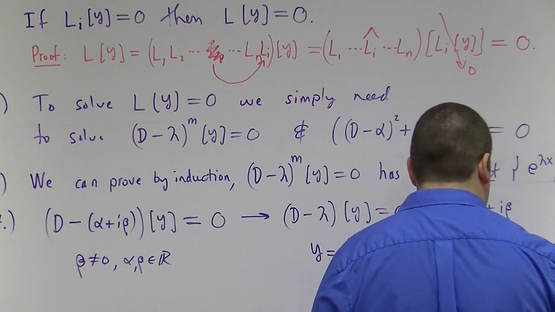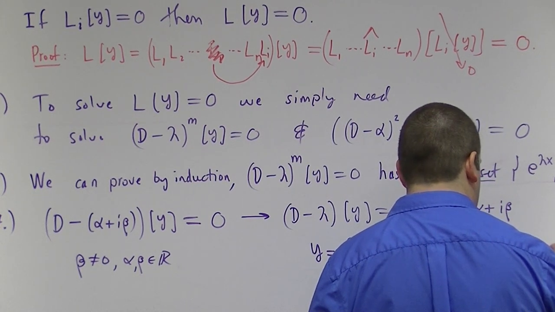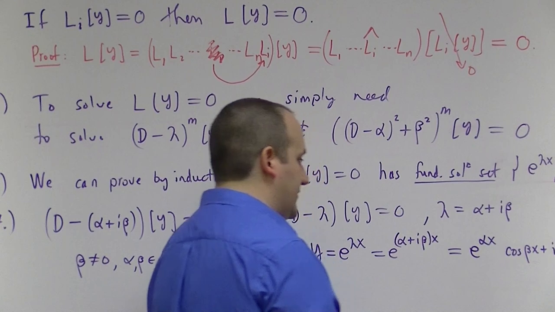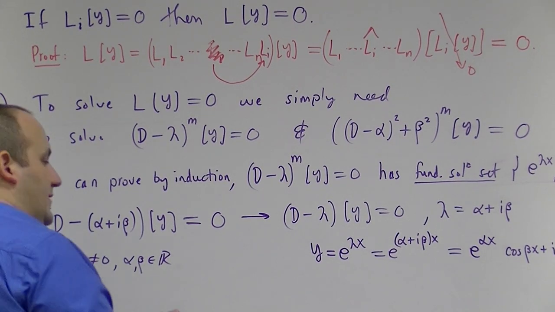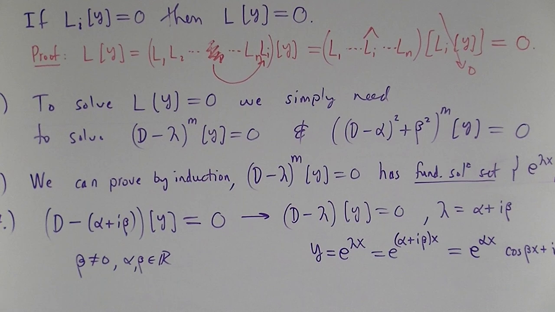I can't see. I'm missing an i right there. Okay, there it is. Sorry, that's horrible. I apologize. Anyway, the point is, e to the lambda x when lambda is complex is in fact a complex linear combination of e to the alpha x cosine beta x and e to the alpha x sine beta x.